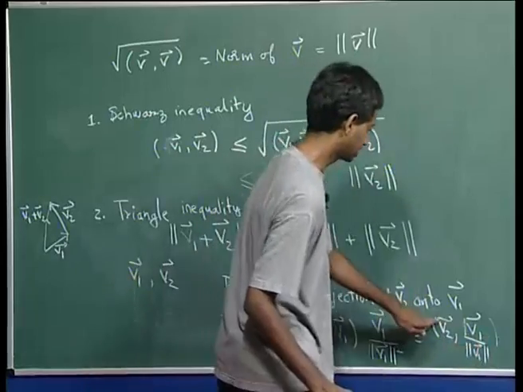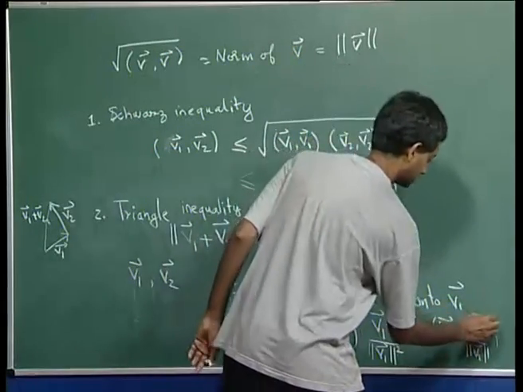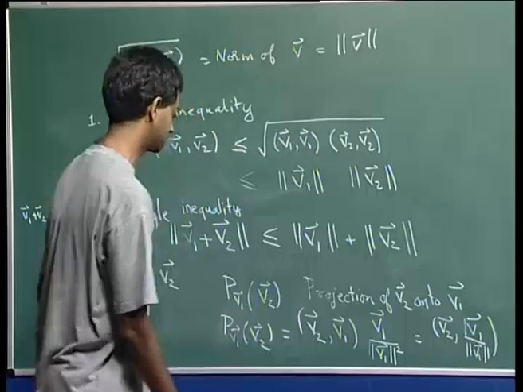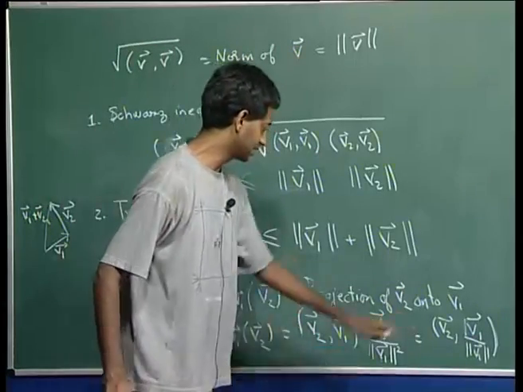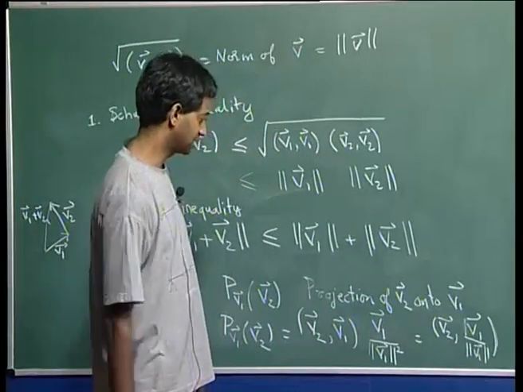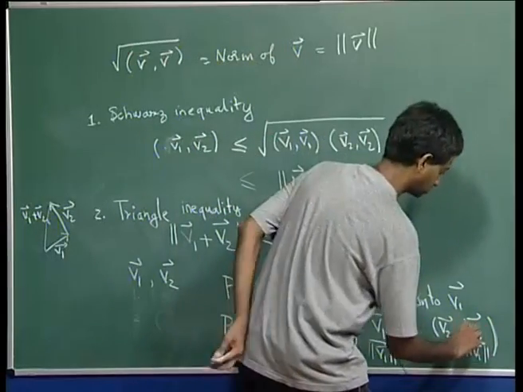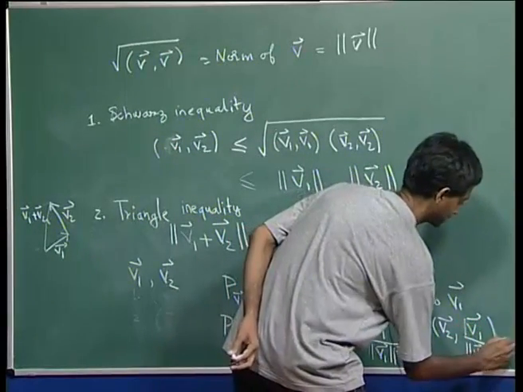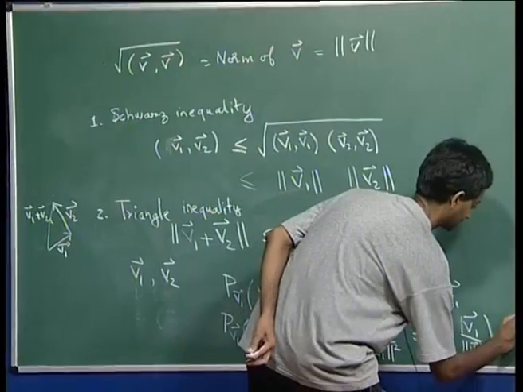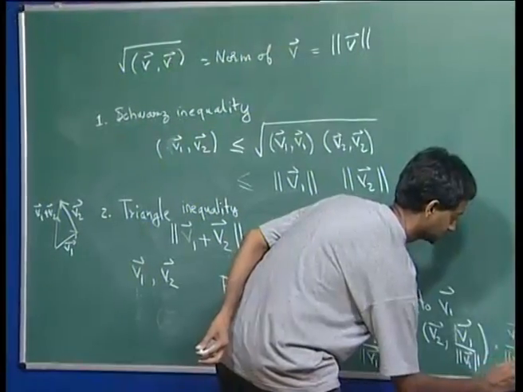So, it is an inner product of V2 with a unit vector in the direction of V1, but this gives a scalar and the projection turns out to be a vector. So, you want a vector in the direction of V1. So, you multiply by a unit vector in the direction of V1.